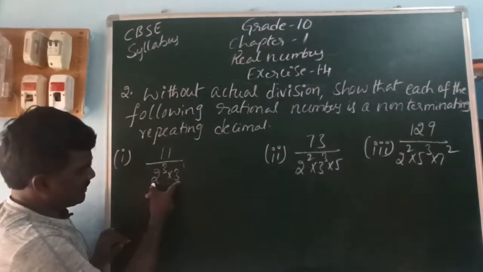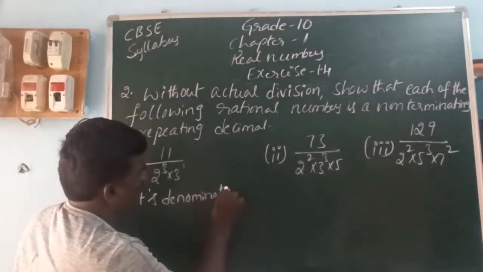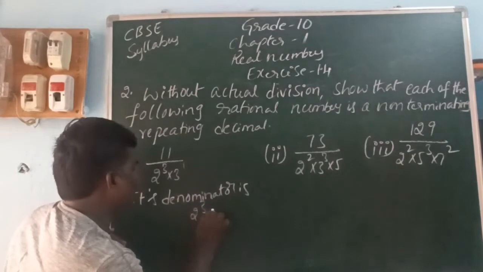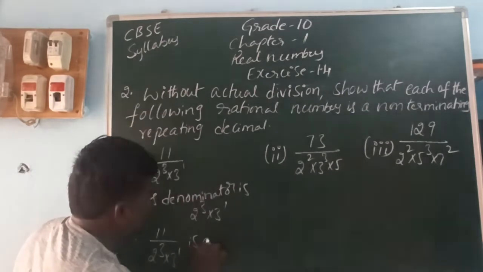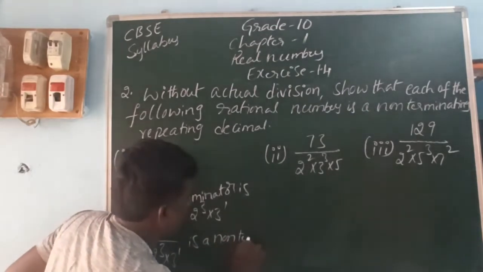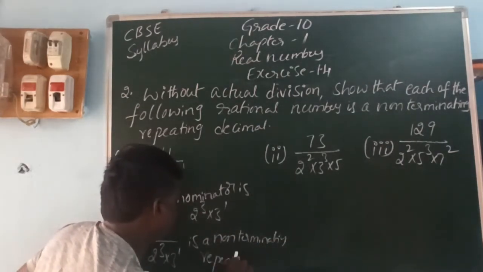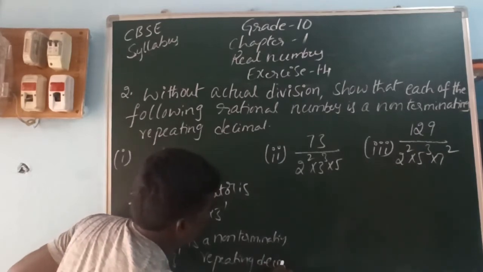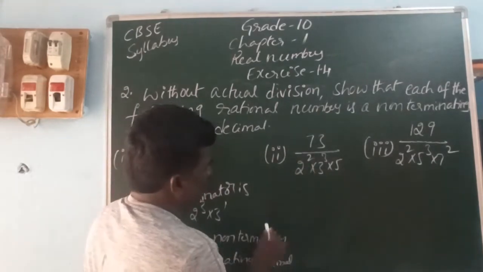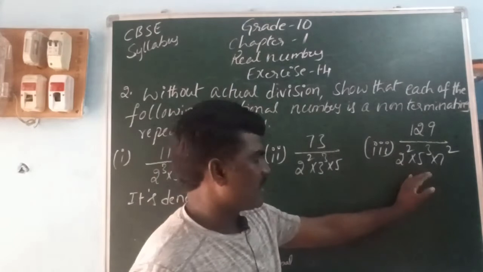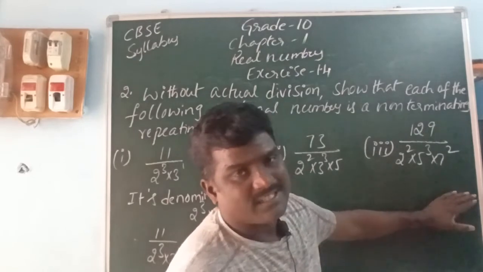So here its denominator is 2 cube into 3 power 1. So therefore 11 by 2 cube into 3 power 1 is a non-terminating repeating decimal. Here also the same, its denominator is 2 square into 3 cube into 5, so it is a non-terminating decimal. Here the denominator is 2 square into 5 cube into 7 square. It is a non-terminating repeating decimal.